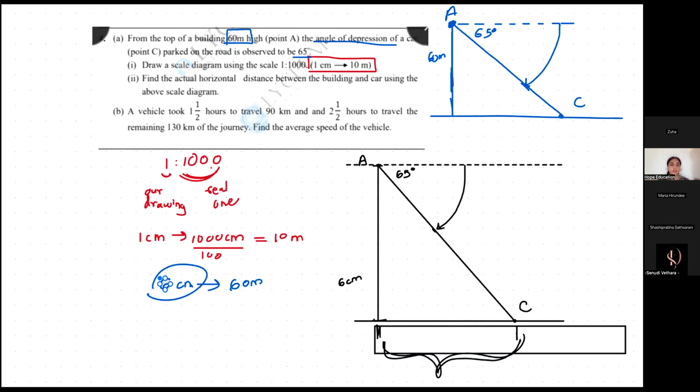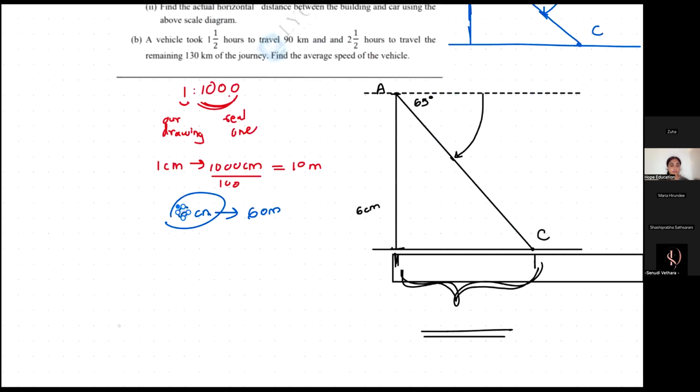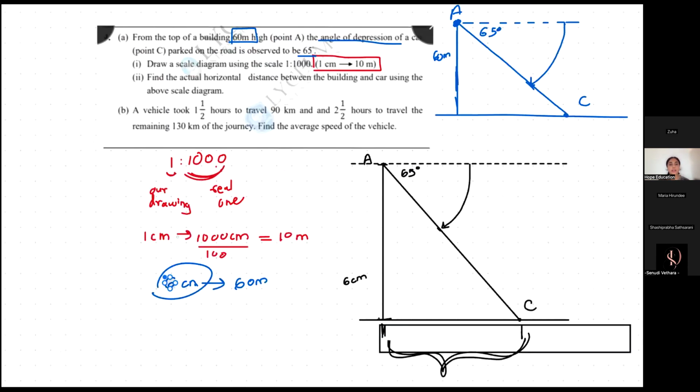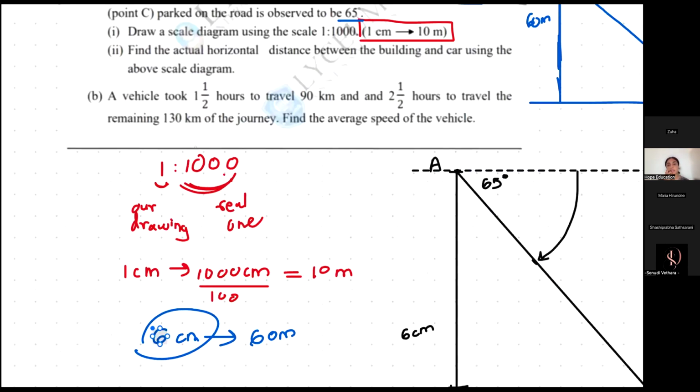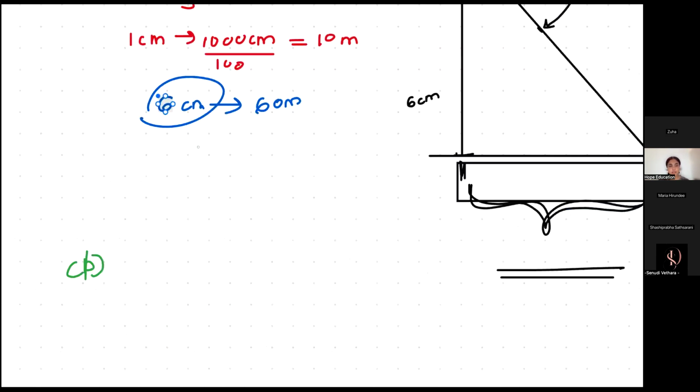Then B part එක. A vehicle took 1.5 hours to travel 90 kilometers and 2.5 hours to travel the remaining 130 kilometers of the journey. Find the average speed of the vehicle. How do you find the average speed?